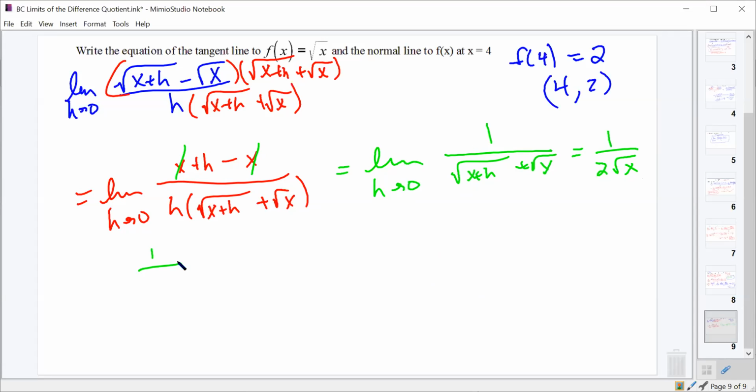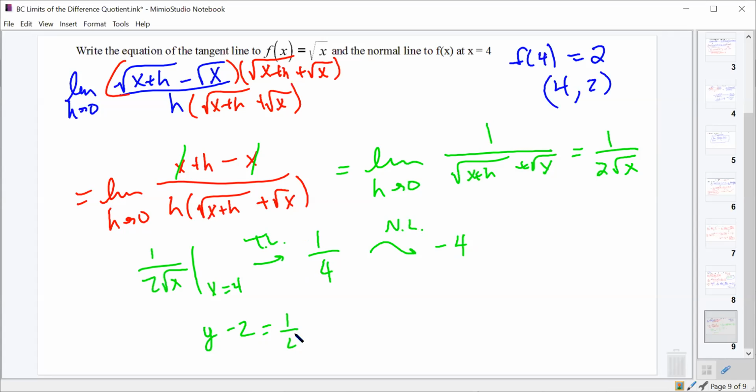We'll need to evaluate that at x equals 4, which gives us, for the tangent line, a slope of 1/4, and take the reciprocal of it. For the normal line, should be a slope of -4, and it'd be y minus 2 equals 1/4 times x minus 4 for our tangent line, and y minus 2 equals -4 times x minus 4 for our normal line. Everybody good with that? Everybody remember how painful all of that was? And happy that we only spend a few minutes doing it this year?